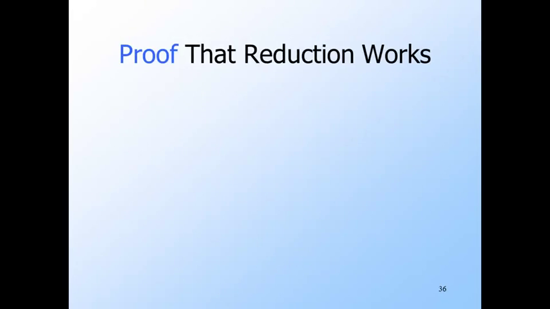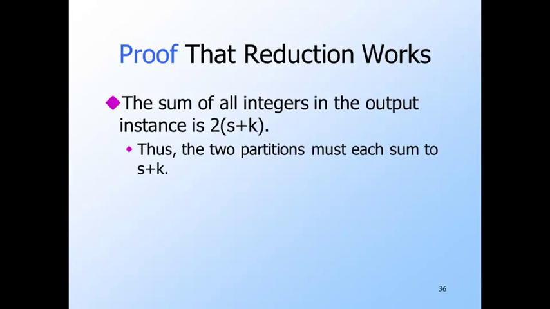So here's the proof of correctness. First, observe that the sum of the integers in the output instance of partition knapsack is 2S plus 2K. That is, the integers on list L sum to S, and there's another integer S in the output list, so that makes 2S. And then there is an integer 2K in the output list, which makes 2S plus 2K. Therefore, if we are to partition the output list into 2 parts, each part must sum to S plus K.